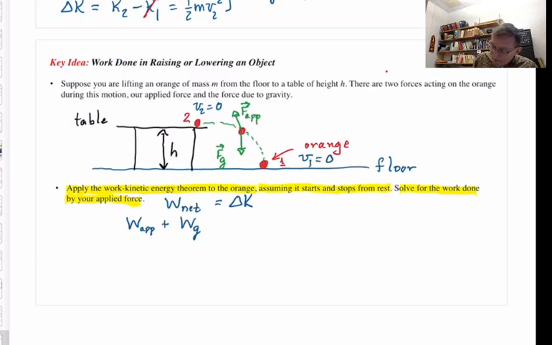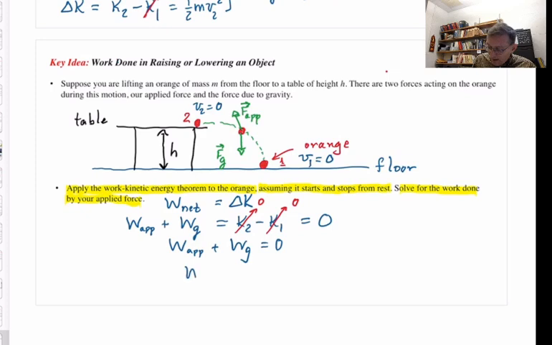Then, delta K. Well, that means the kinetic energy at point 2 minus the kinetic energy at point 1. Oh, but wait. It starts at rest, so K1 is 0, and it ends up at rest, so K2 is 0. So delta K is 0 minus 0. Even if in between the kinetic energy wasn't 0, I don't care. I only need K2, K final, minus K1, K initial. They're both 0. So W net must equal 0. So W applied plus W gravitational must equal 0.